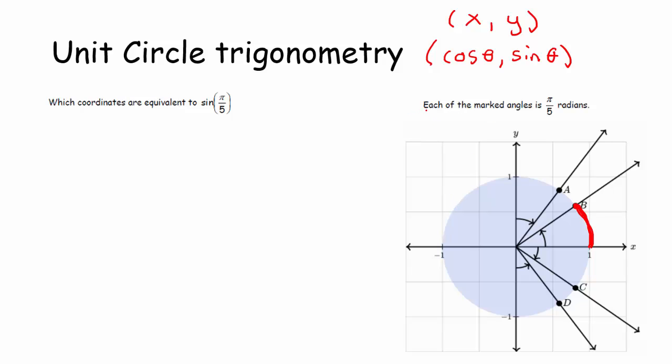Now notice the problem says that each of the marked angles is pi over 5 radians, meaning this is pi over 5 radians, this is pi over 5, all four of these marked angles are pi over 5. However, if I'm thinking of pi over 5 in standard position, I'd be starting at the point 1, 0 and moving pi over 5 radians counterclockwise, putting me at point B. So definitely the sine of pi over 5, if I'm landing right here at point B, it's definitely the y value of point B.